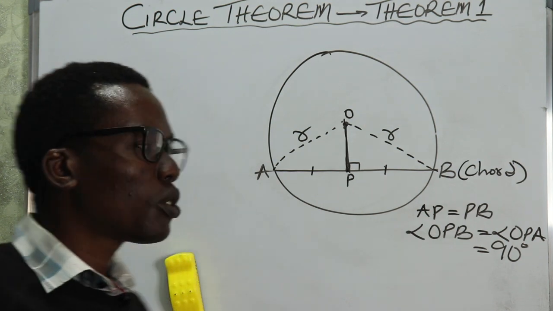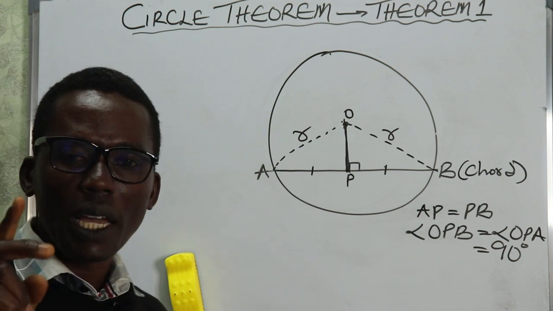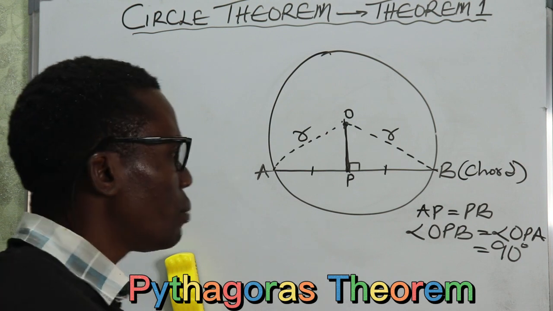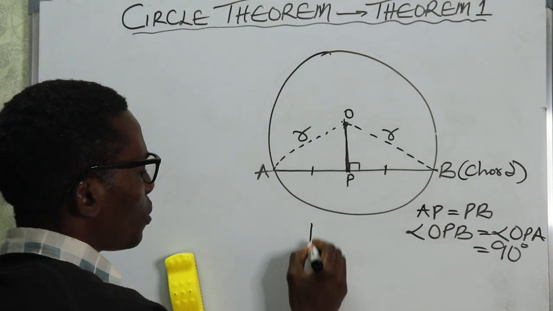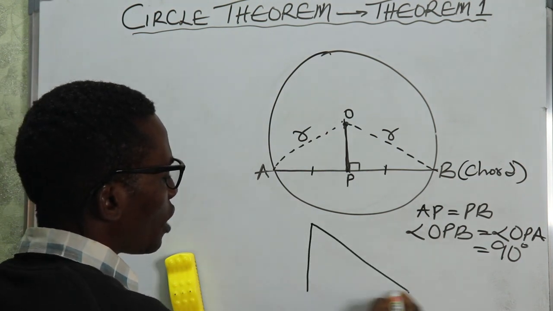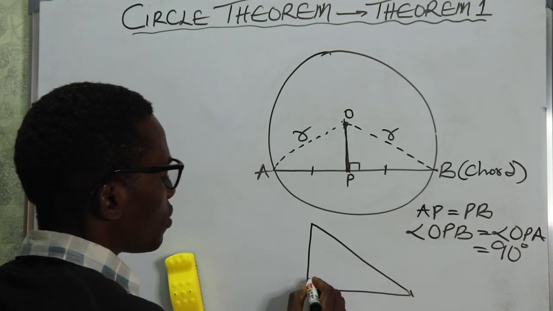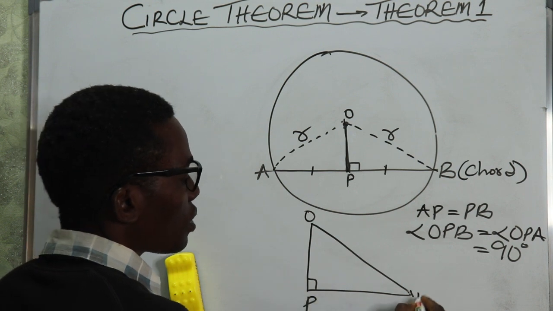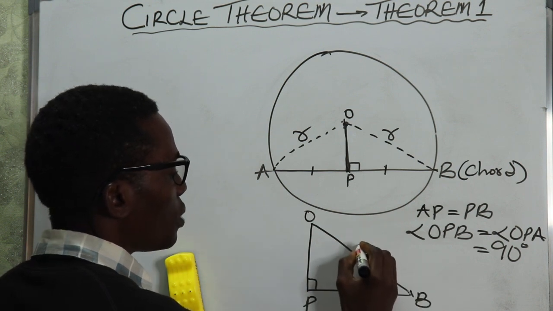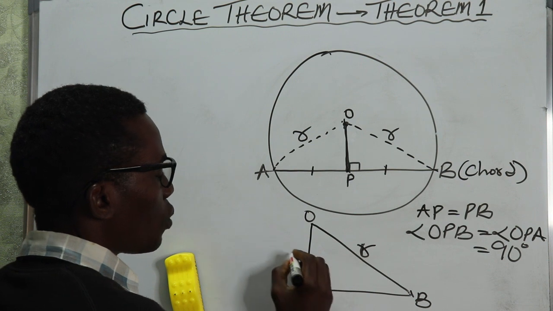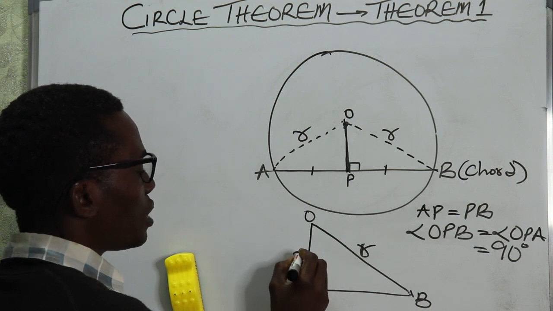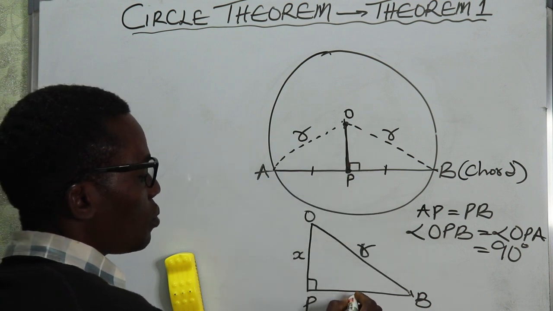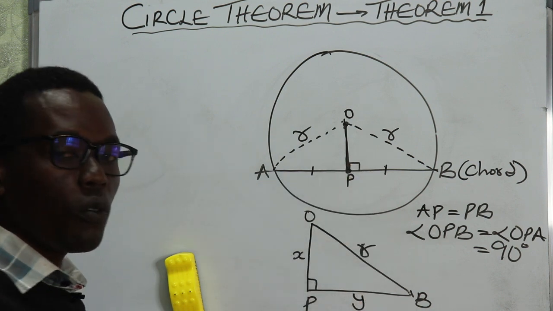In solving this question, all you need to bear in mind is that you are going to use the Pythagoras theorem. Now let's bring out one of these triangles. It's going to give us a right angle triangle. We'll have here to be R, and this place we'll assume to be X, which is the line from the center of the circle, and we'll assume here to be Y.